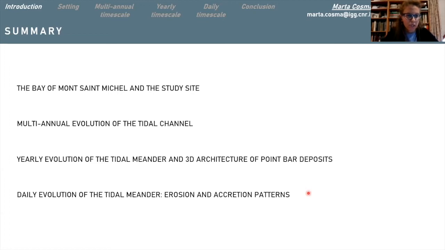And then I will give you some information about the daily evolution of the tidal meander with the erosion and accretion patterns, which is part of the PhD thesis of Jérôme, my colleague. So, the Bay of Mont-Saint-Michel and the study site.